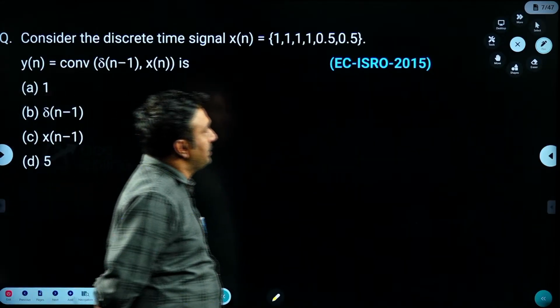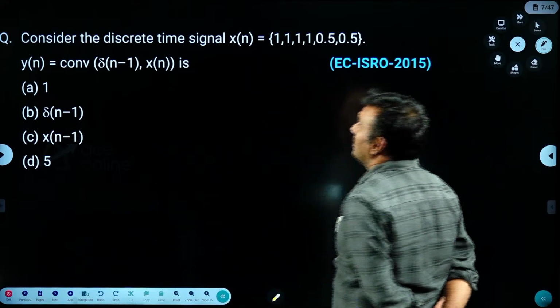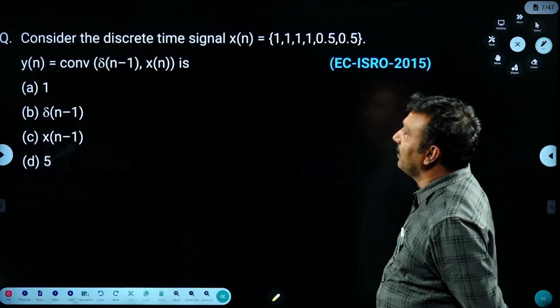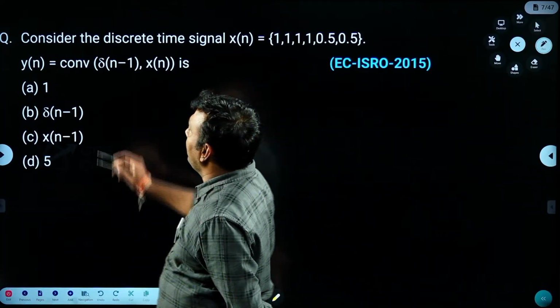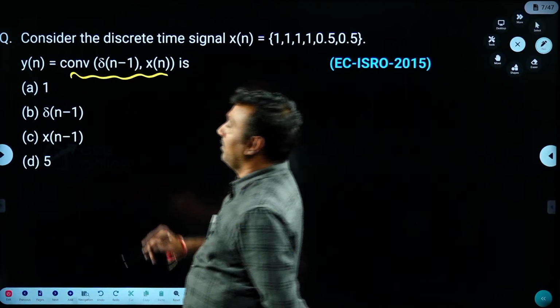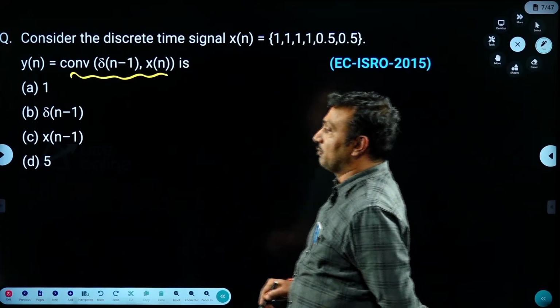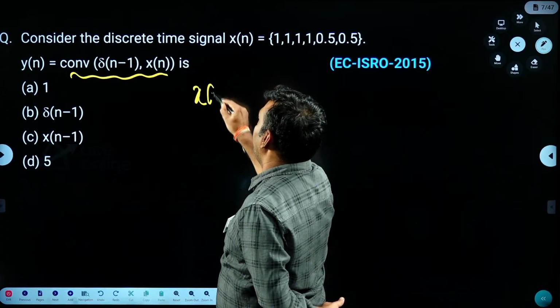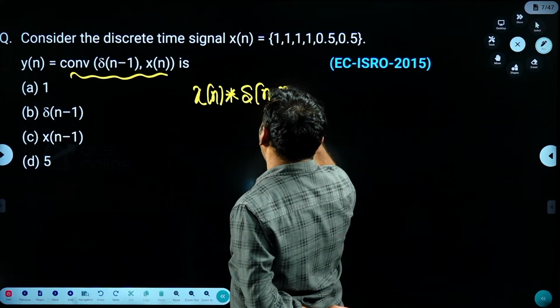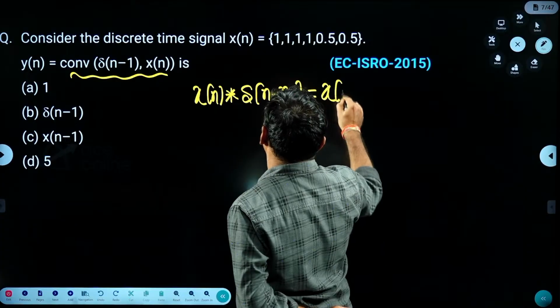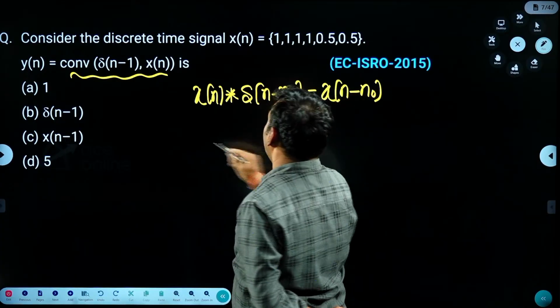This is a very easy model. Consider the discrete time signal x of n given by some set of samples, and y of n is denoted as the convolution of delta n minus 1 and x of n. What is y of n? What is the standard convolution property of impulse? x of n convolved with delta of n minus n naught gives x of n minus n naught.